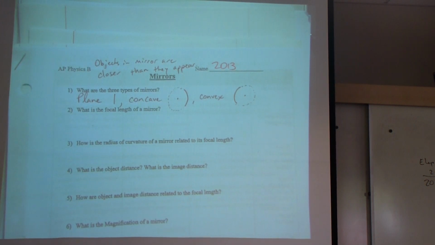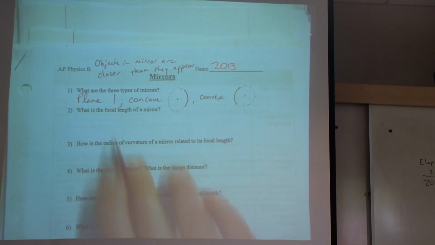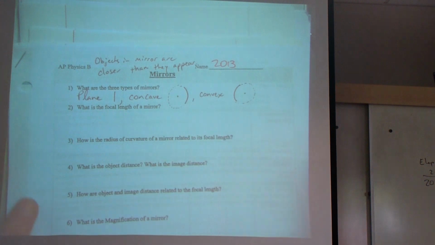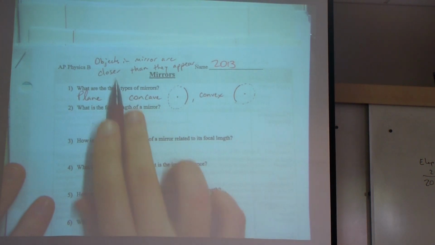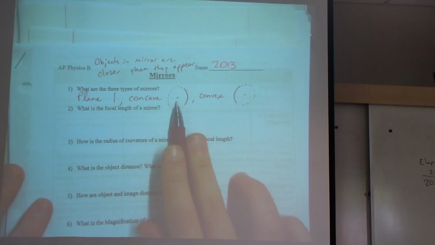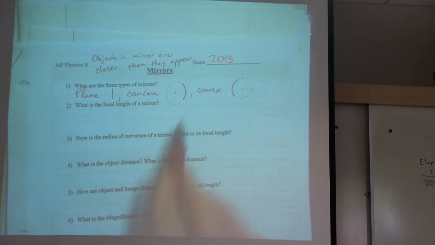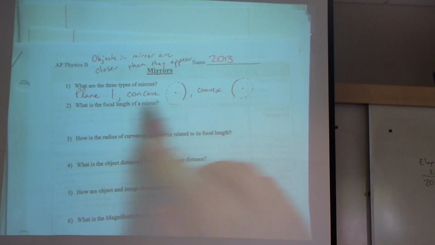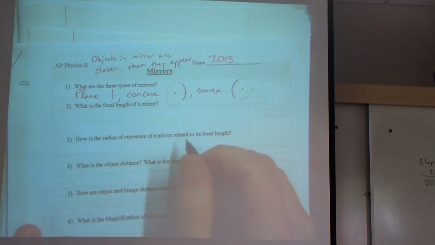What is the focal length of a mirror? Even a plane mirror, technically you can talk about its focal length. The idea is if you took a concave mirror from a sphere and started to straighten it out, you would eventually get a plane mirror. What's the focal length of a mirror?